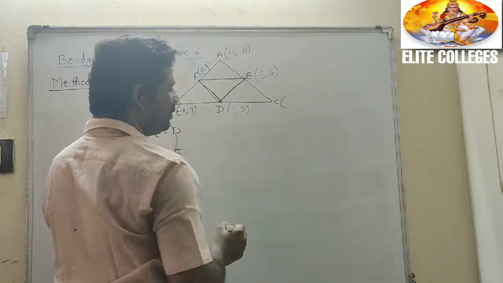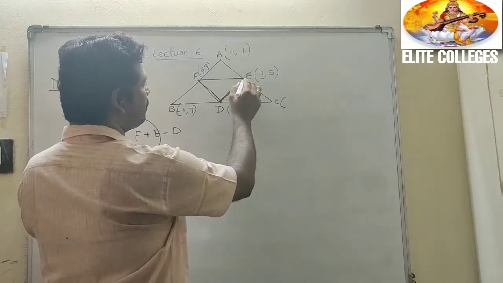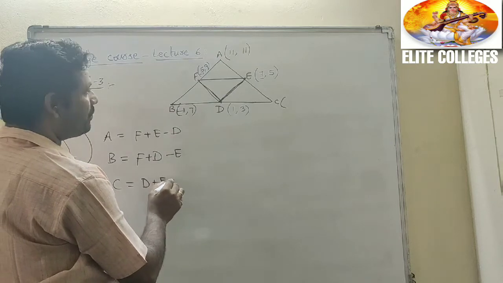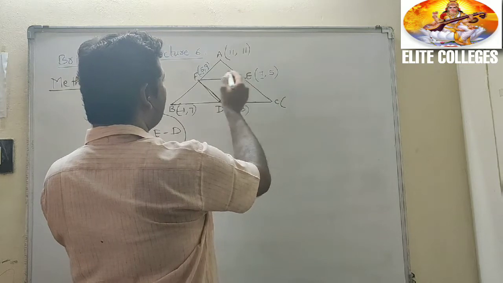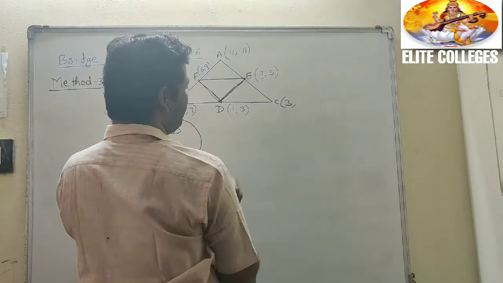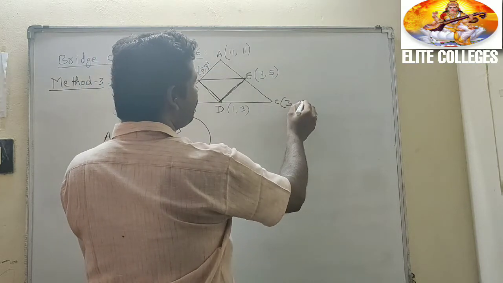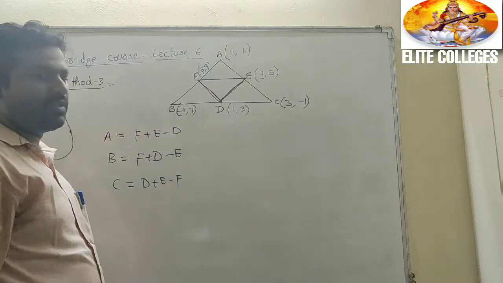And again C point. What is C equal to? Adding these two, subtracting the opposite one. D plus E minus F. 1 plus 7, 8, 8 minus 5, 3. 3 plus 5, 8, 8 minus 9, minus 1. Okay, so that is the easy one.